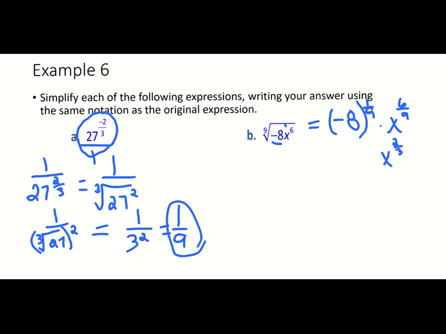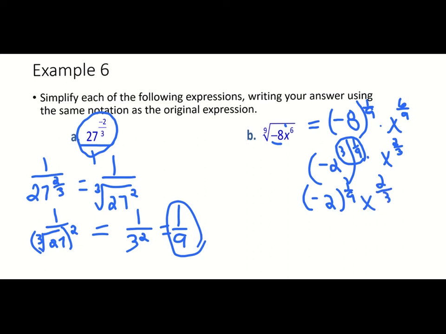And my negative 8, and this is where you have to kind of be a math detective and figure out, well, what can I do? How can I fix this? I can rewrite that negative 8 as negative 2 to the 3rd power. And then remember, if I have a power to an exponent, you multiply. So I would multiply the 3 times the 1/9. So now I'm going to have negative 2 to the 3/9 power times x to the 2/3 power.